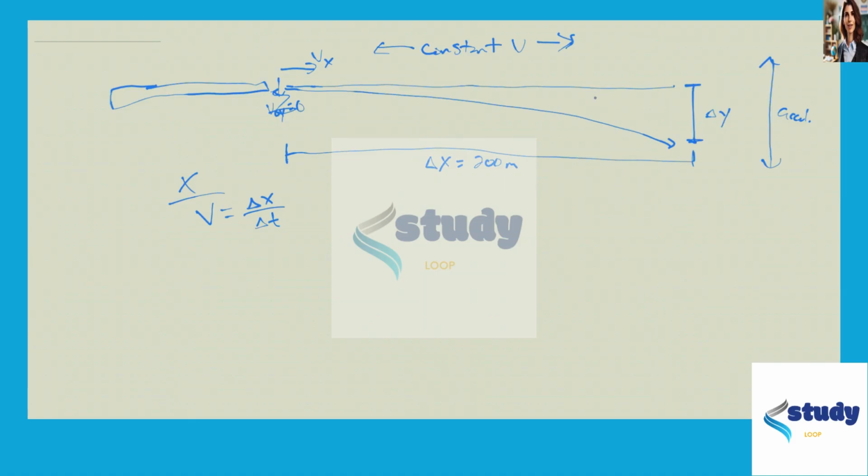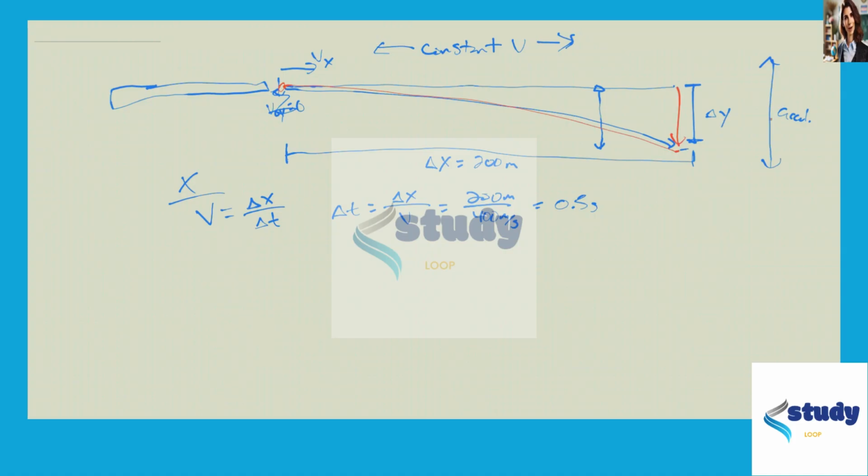I can figure out how long this bullet is going to take to go from here all the way down to here when it hits over here. So if I rearrange for time, I get time equals my horizontal displacement over velocity. And that comes out to 200 meters divided by 400 meters per second. And so I get a half a second. So this bullet's going to take a half a second to go from here to here. And in that time, it's going to fall this distance, right?